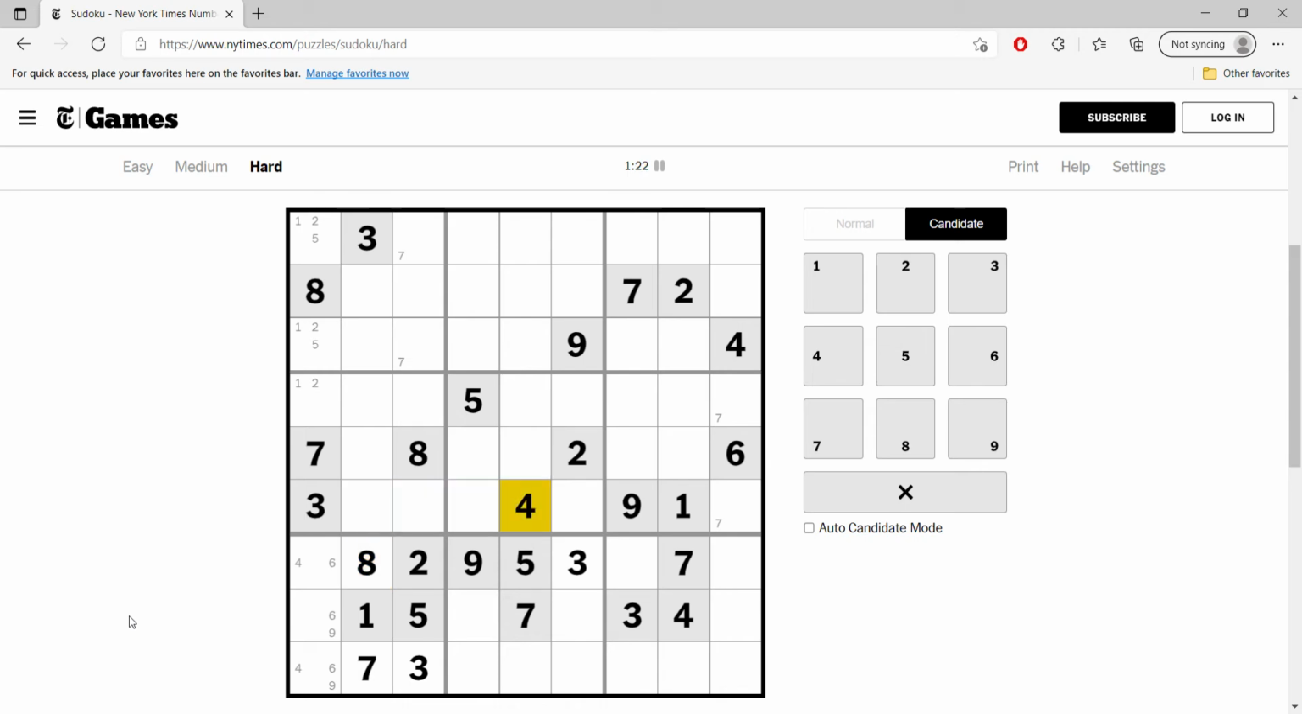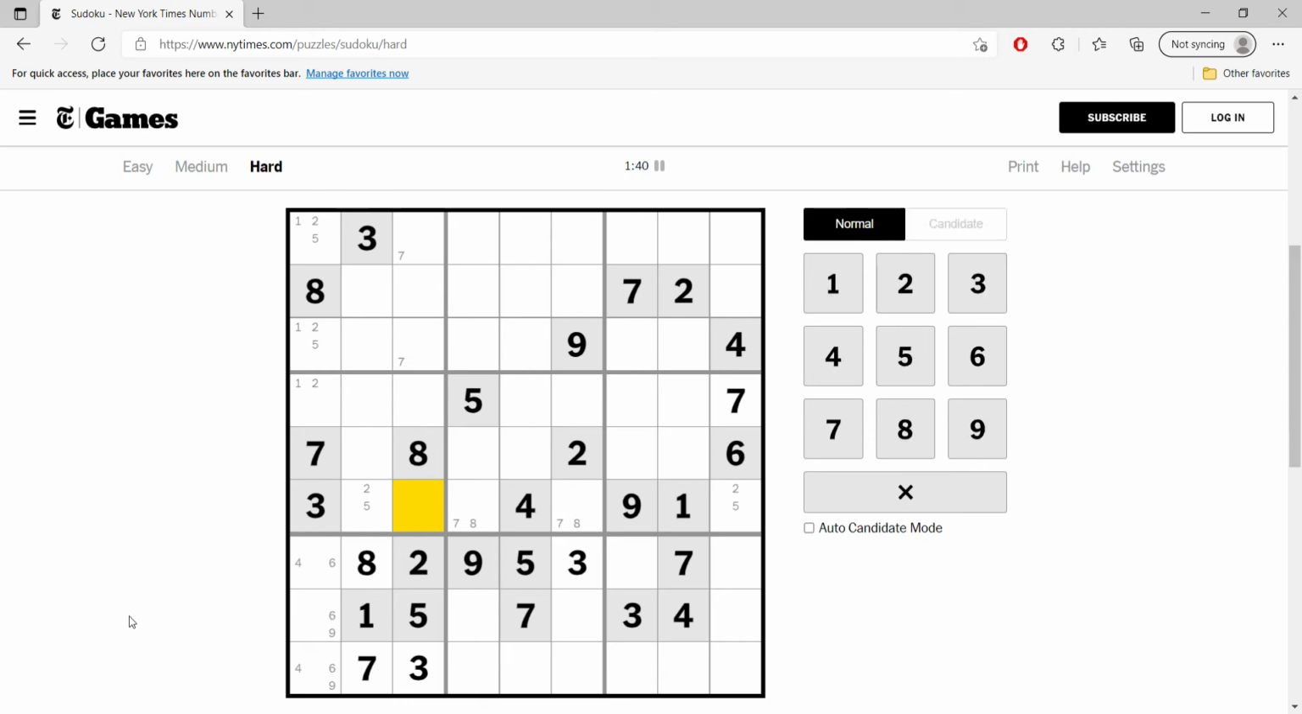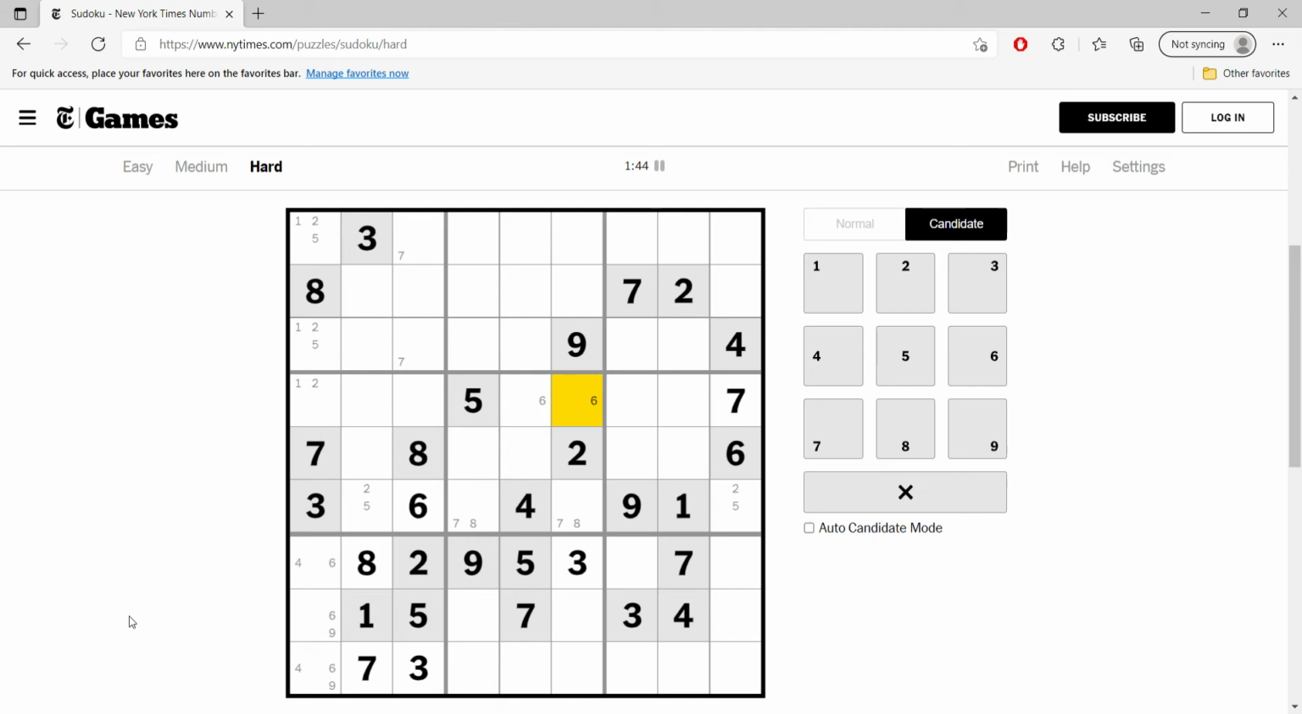I also do see in this row 2 and 5 cannot be in these 3 cells. So this is 2, 5, 2, 5. This is in fact 7, 8, 7, 8 because 8 cannot be in this cell either. And so this is 6, right? The last digit in this row. Okay, so 6s are in 2 cells like this.